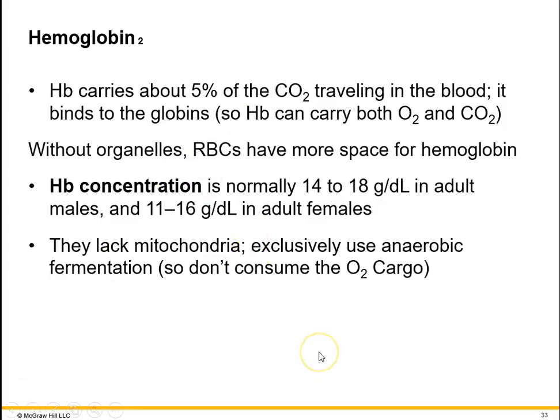Now, hemoglobin can also bind to carbon dioxide waste and transport it, but it's only going to carry about 5% of that carbon dioxide waste. Pretty much all of the rest of that waste will be transported in the plasma instead.